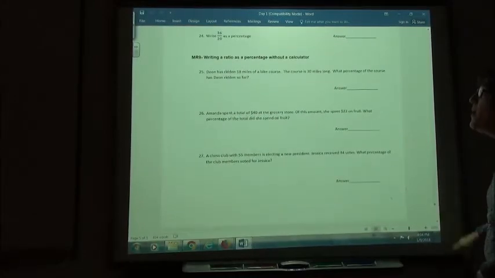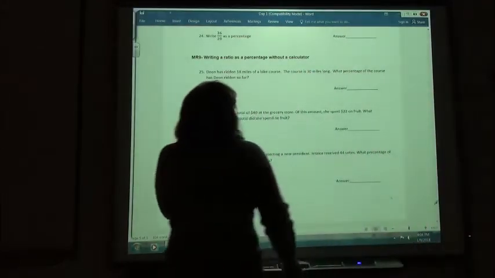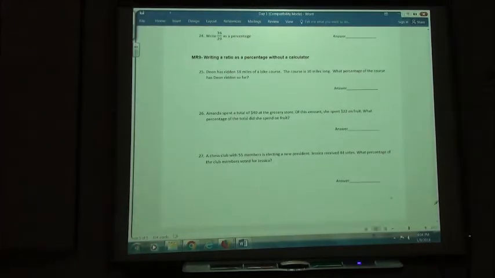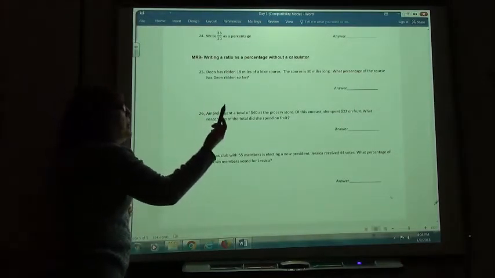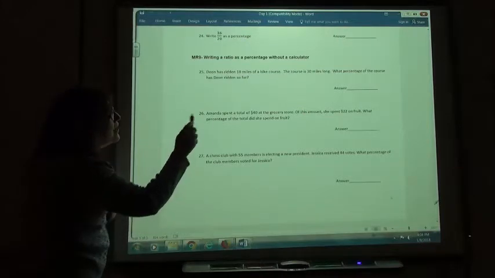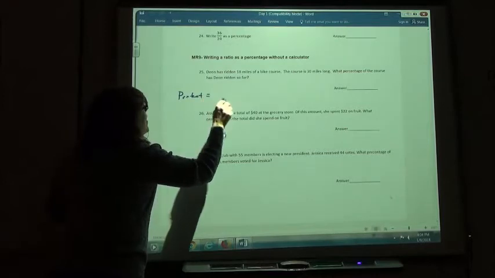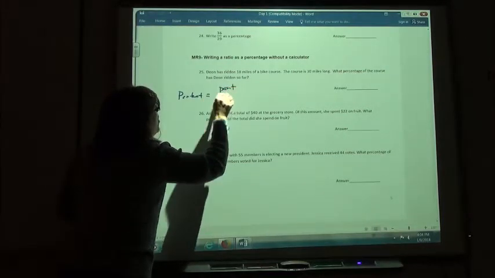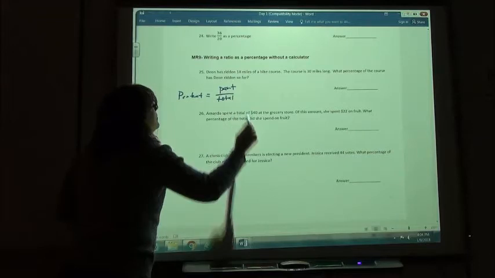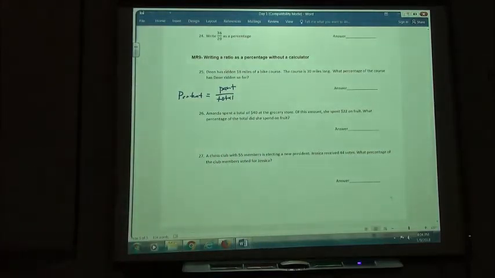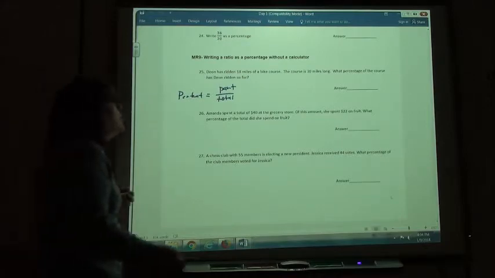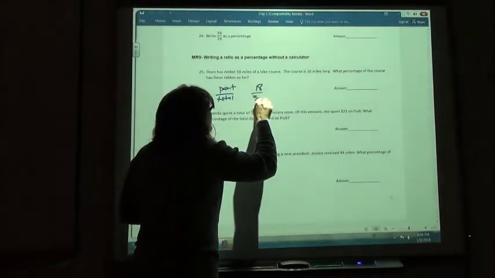And the last one's on this page, writing a ratio as a percentage without a calculator. If I'm thinking about percents and I'm looking for what percent, I'm taking what I'm going to call the part divided by the total. The total they'll usually call the base. In this case, Dion has ridden 18 miles of a bike course. The course is 30 miles long. What percent of the course did he ride so far? I would do 18 divided by 30.